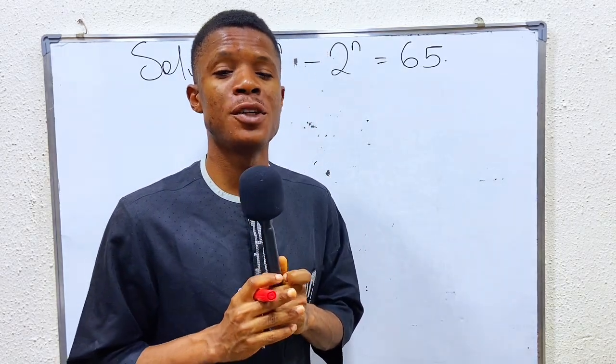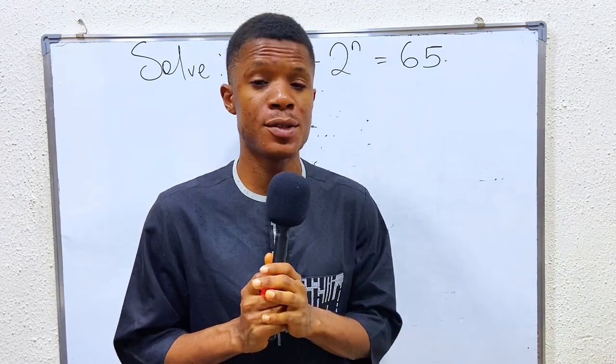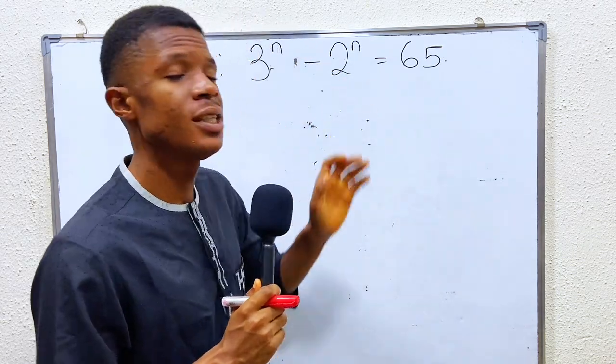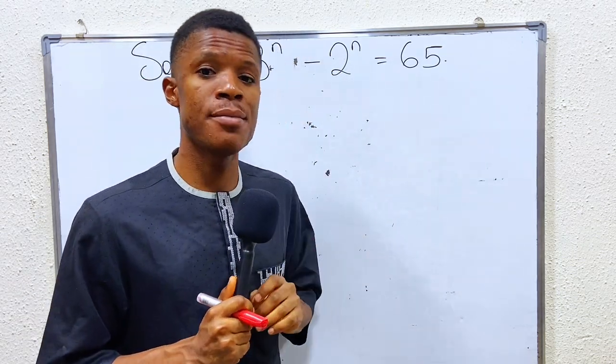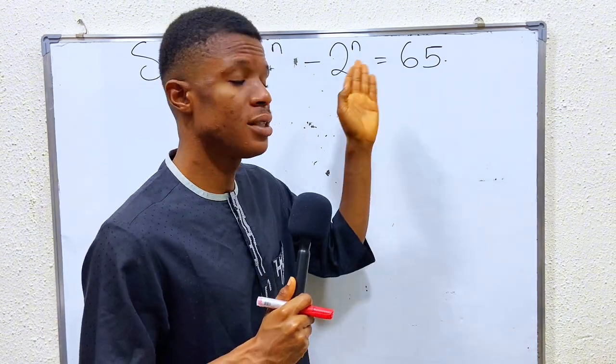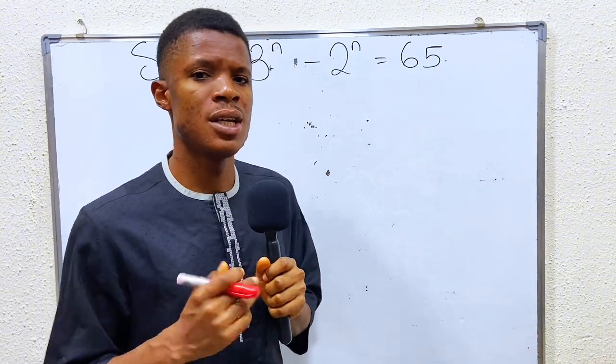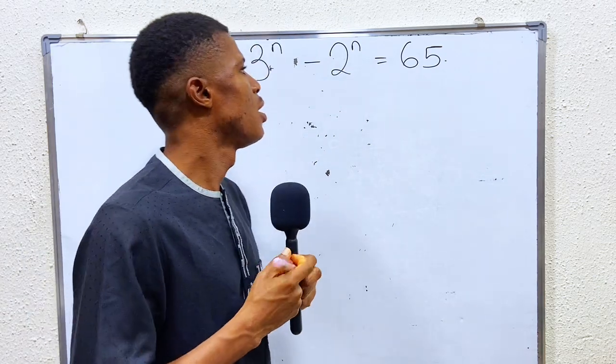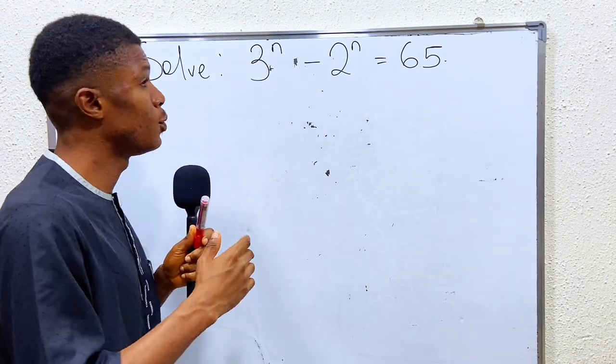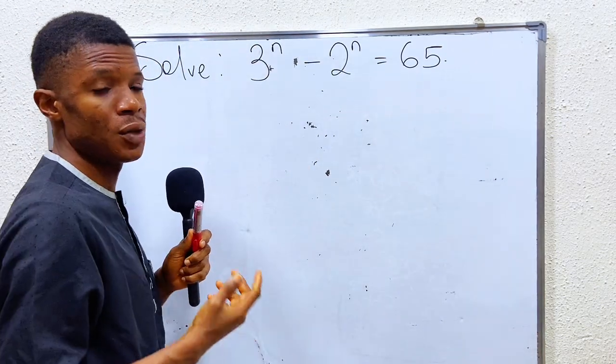In this video, we are trying to solve this amazing Maths Olympiad problem we have on the board. That's 3 to the power of n minus 2 to the power of n must give us 65. Our goal is to find the value of n. Stay tuned and understand. For us to do this, by inspection, we won't allow n to be 0, okay?